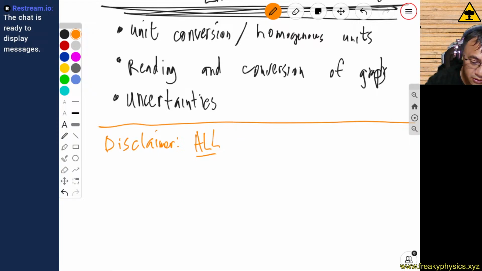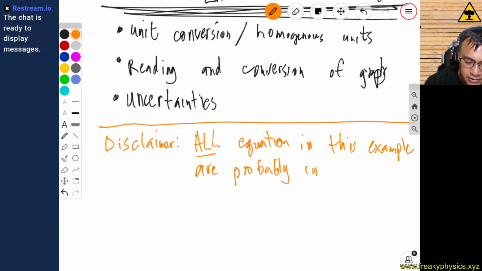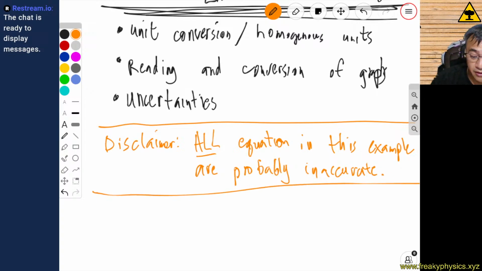All equations in this example are probably inaccurate. Okay, so that's the disclaimer. But again, the important thing here is that accurate or not, the point is we're going to check whether everything matches. So let's go straight to the first part, unit conversion.